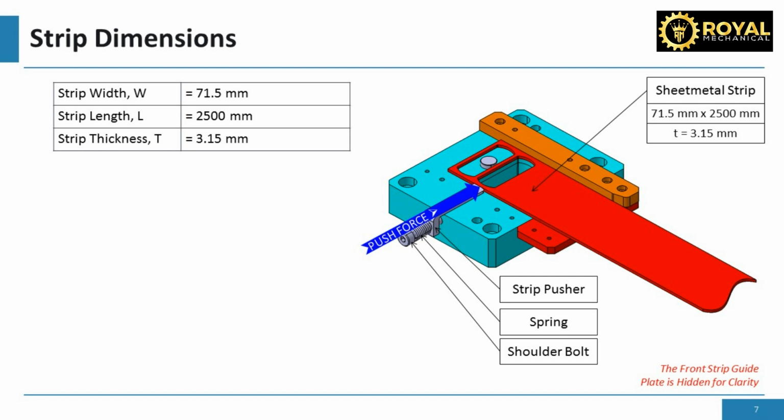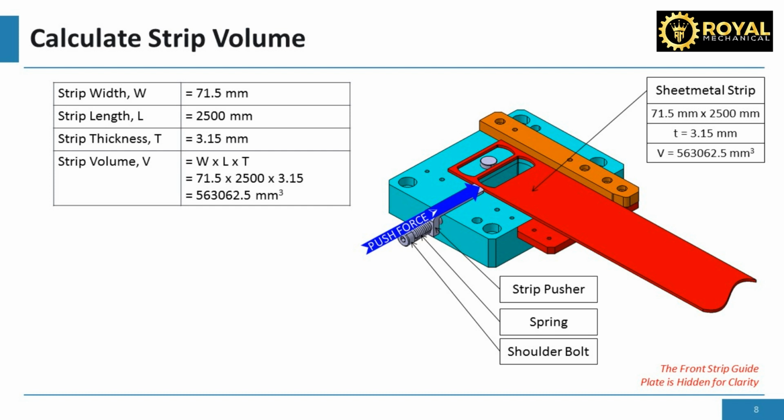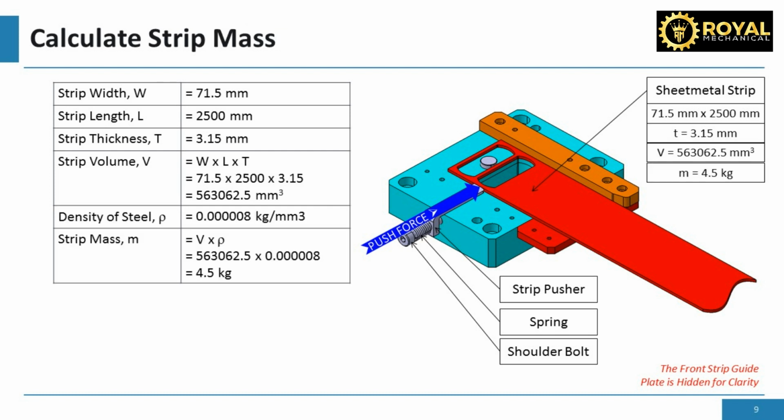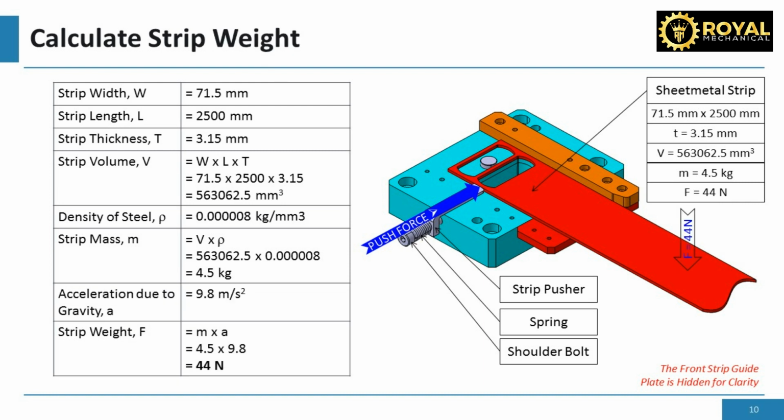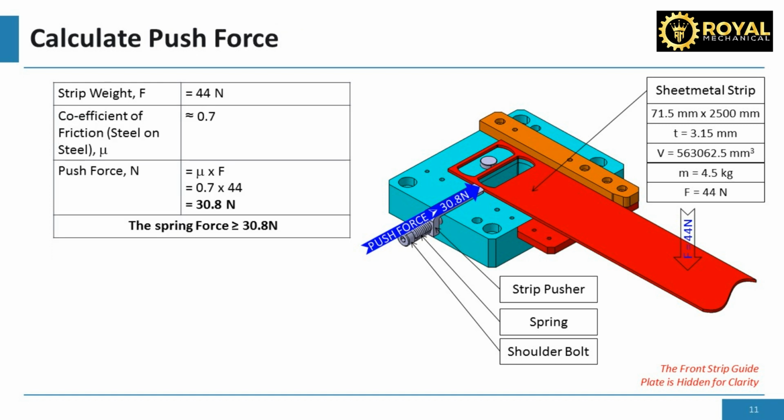During the strip layout design, we had designed the strip with width 71.5 mm, length 2,500 mm, and the thickness 3.15 mm. We can easily calculate the volume of a strip by multiplying its width, length, and thickness. By multiplying the volume with the density of steel, we can calculate the mass of the strip. By multiplying the mass with acceleration due to gravity, we can calculate the strip weight. The force required to push the strip can be calculated by multiplying the strip weight with the coefficient of friction. Note, I have considered the coefficient of friction as 0.7.